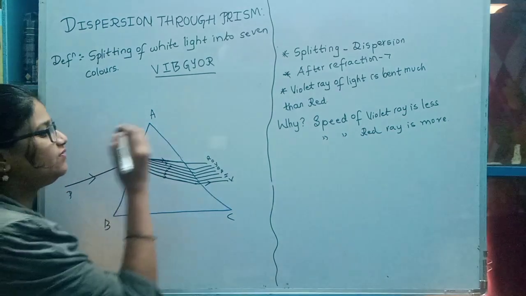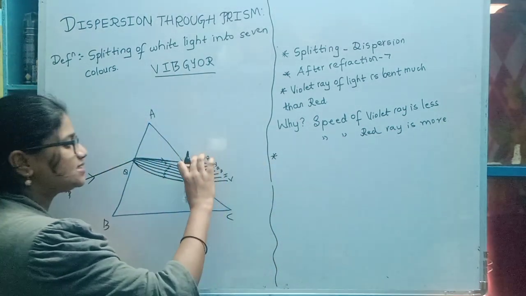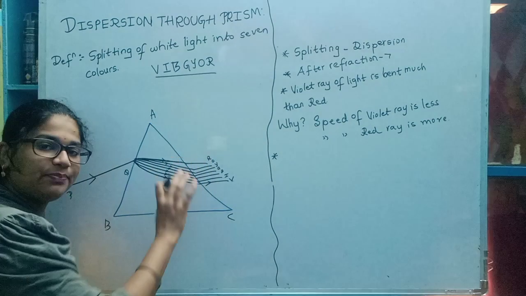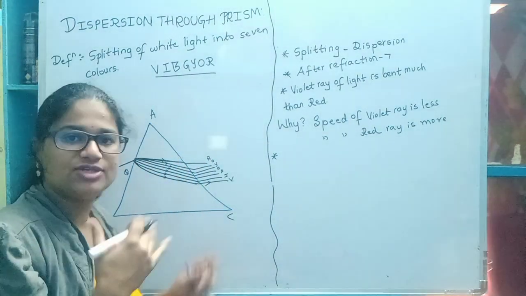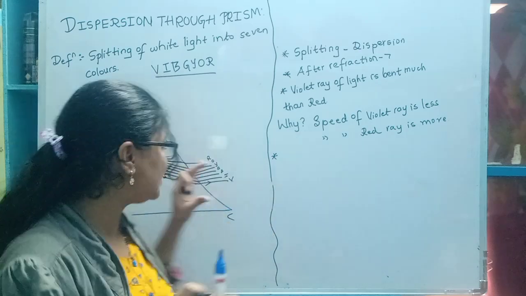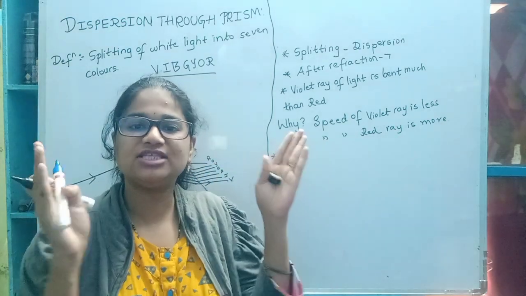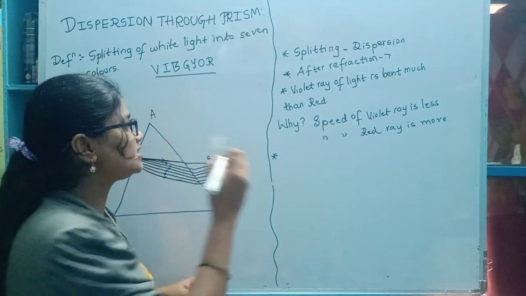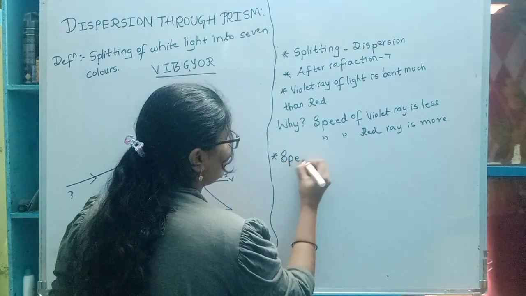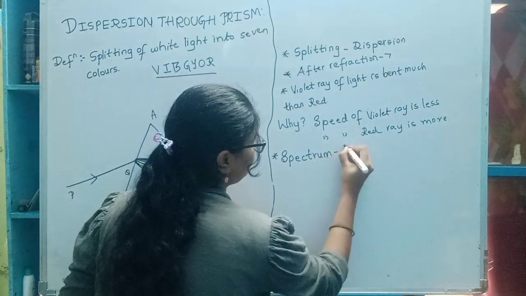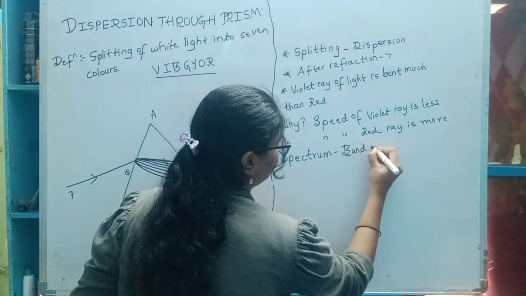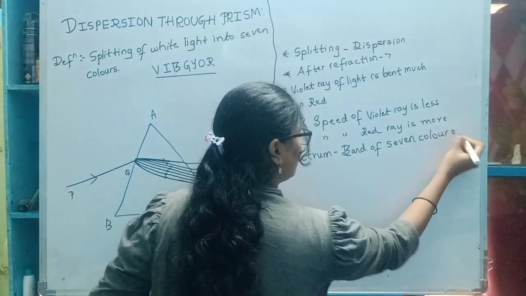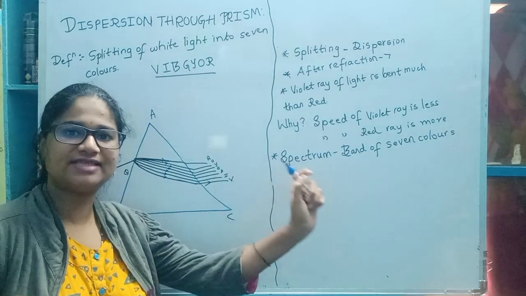Okay, so here we will explain one more thing. Whatever rays of light we got through the prism will appear as a band for us. This will not appear as small rays of light. These will appear as beautiful bands for us. That band of 7 colors is termed as spectrum. So spectrum is a band of 7 colors.